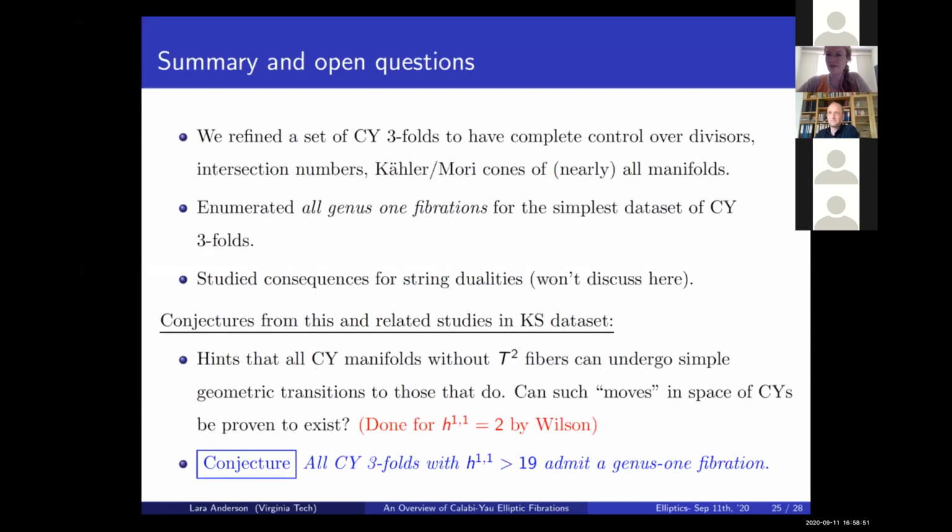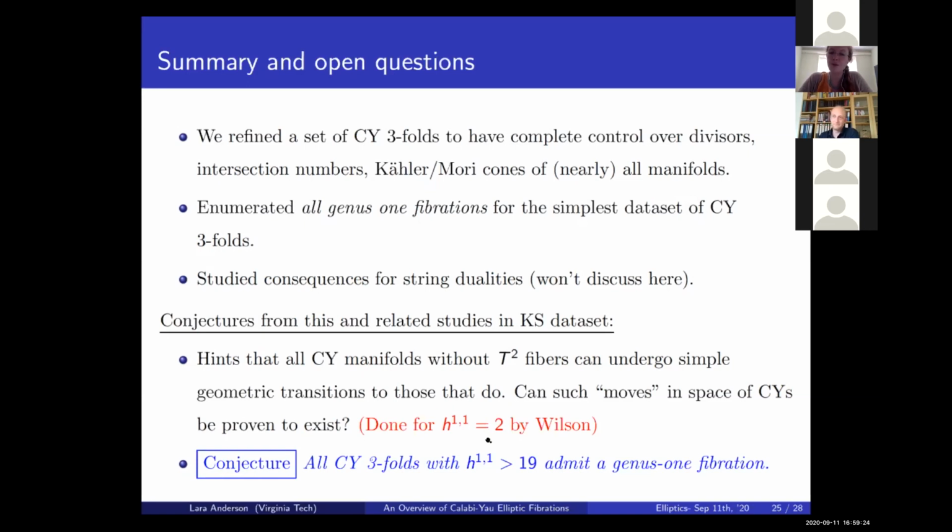Here is the punchline for physics of what you want to actually extract from this. What we see is that we are able to actually analyze which Calabi-Yaus have fibrations. And we find that for this data set, they are essentially all fibered. And there are hints that in fact, all Calabi-Yaus with T2 fibers can undergo simple geometric transitions to those that do not. So you can connect fibered and non-fibered manifolds in very simple geometric transitions.